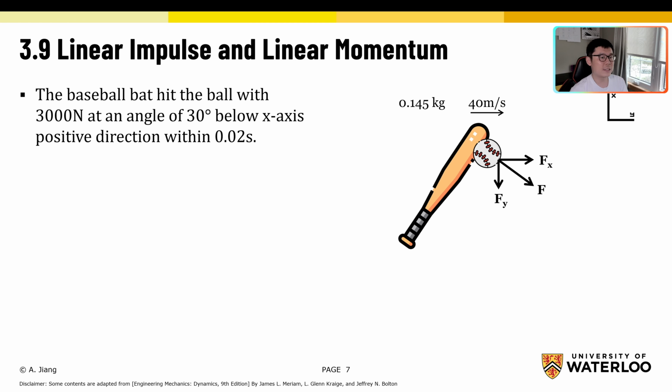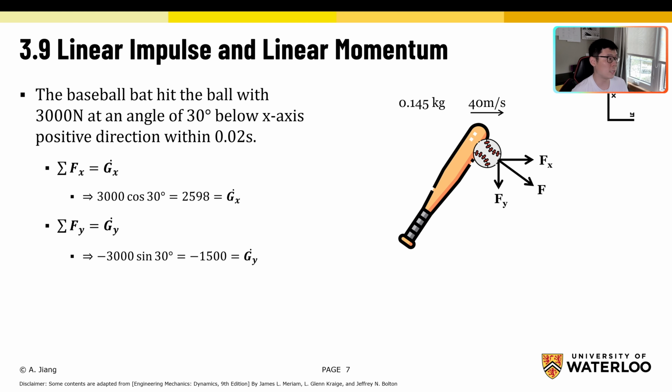Let me provide a simple example here. The baseball bat hit the ball with 3,000 Newton at an angle of 30 degrees below the x-axis positive direction within 0.02 seconds, a very short period. So we can calculate Gx and Gy using sum of F equals G dot. We can calculate Gx dot and Gy dot. However, in order to solve further, knowing more information, we need to prepare one more thing.